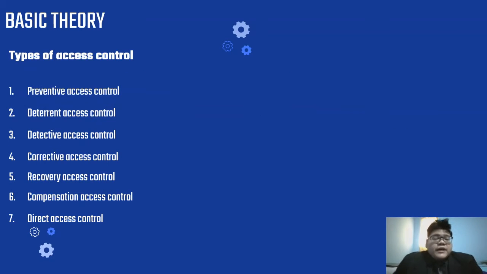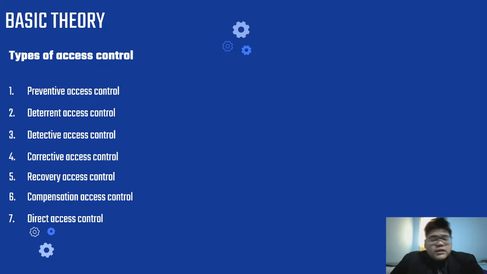Basic theory. There are 7 types of access control. Number 1 is preventive access control. It is an access control that is used to stop and prevent unwanted, unauthorized activity from appearing. The second one is deterrent access control. It is used to minimize security policy violations.